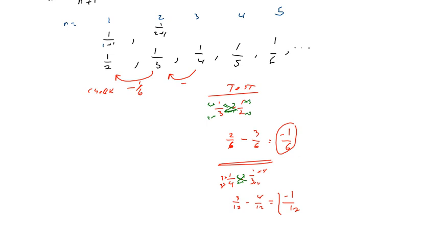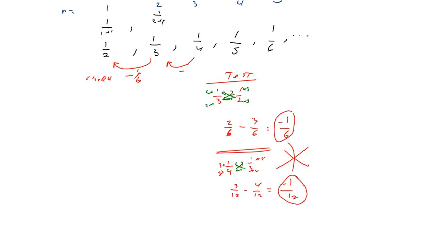Uh-oh. Those are not the same. The difference for this group here is negative 1 over 12. So these are not the same, so it is not arithmetic.